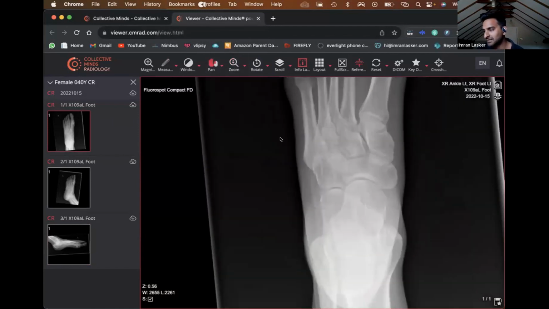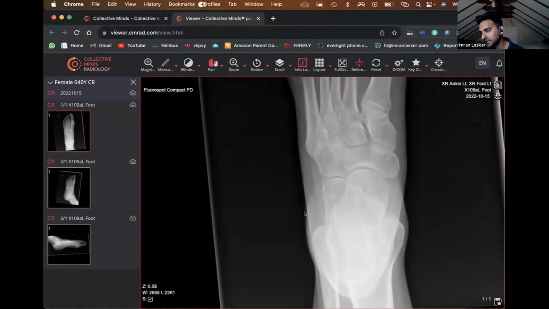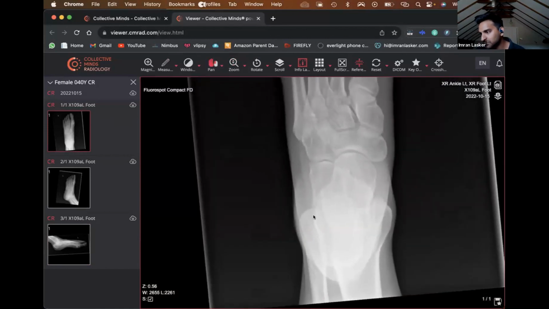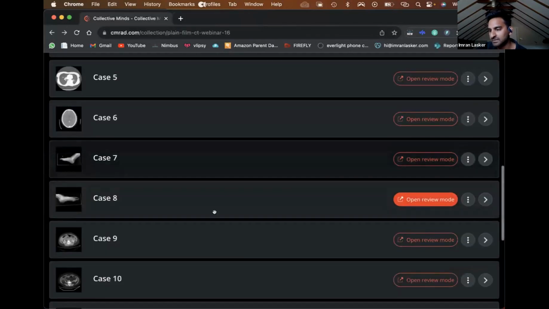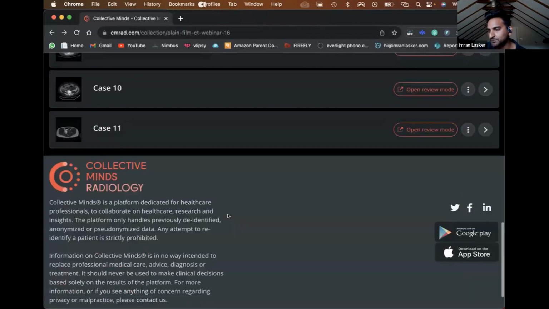Also, remember the sneaky fractures that you can get: base of fifth, fibula. See if you can see anything going on in the tibia and navicular. Make sure you've had a good look at everything to see if there's any fractures anywhere. Right, let's go on to the next case.